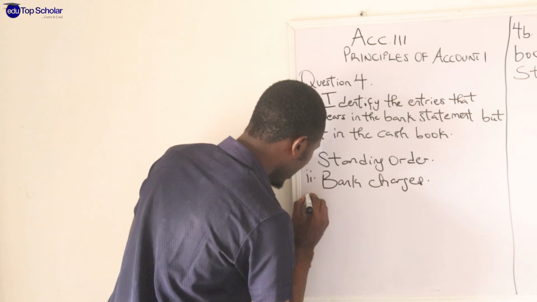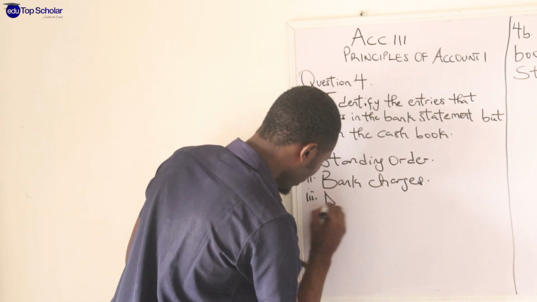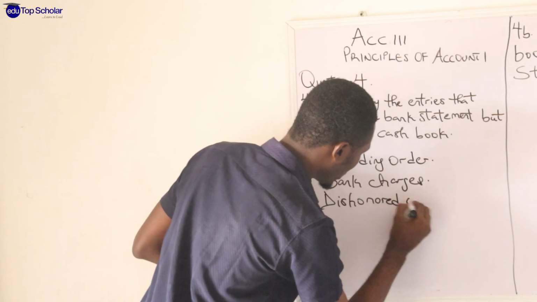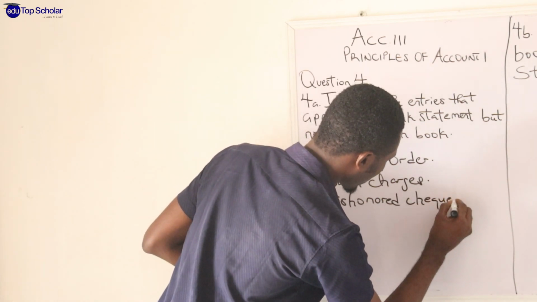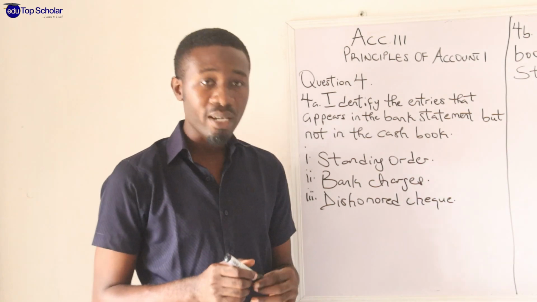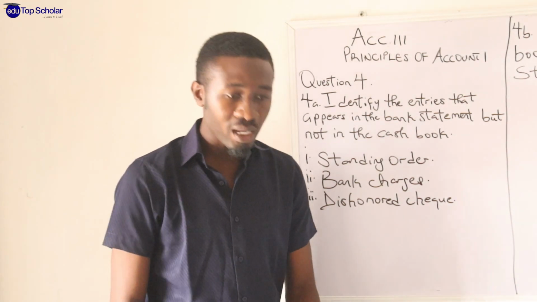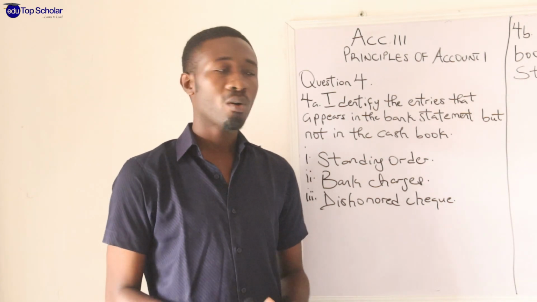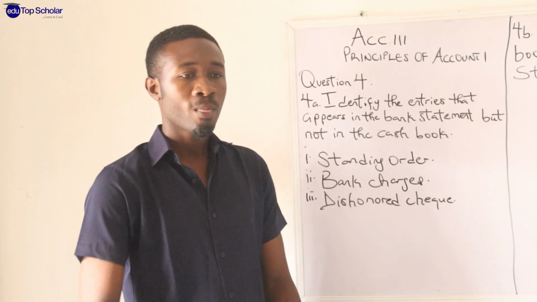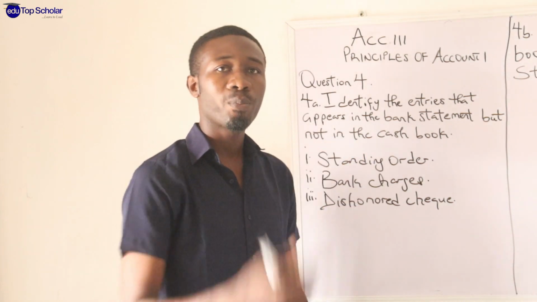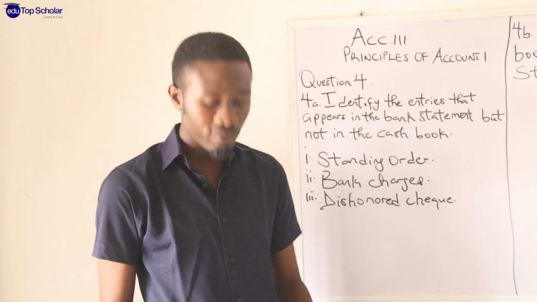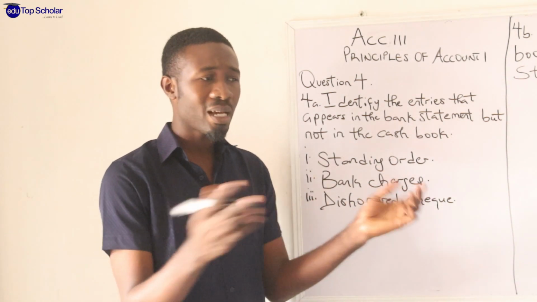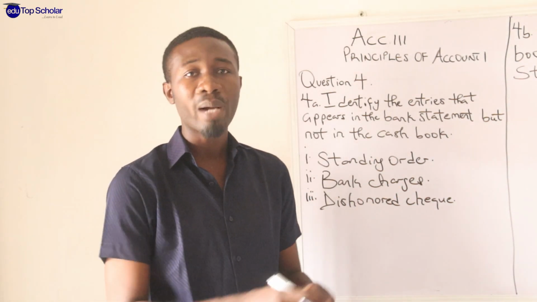Another one is dishonored check. A check that has been dishonored by the bank, you will not know. Say for instance, you want to make payment for a particular thing and you issued a check from your organization or from your business to a person to go and get the cash or get the payment from the bank. Then the bank dishonors the check for any reason. There are so many reasons why a check can be dishonored by the bank.